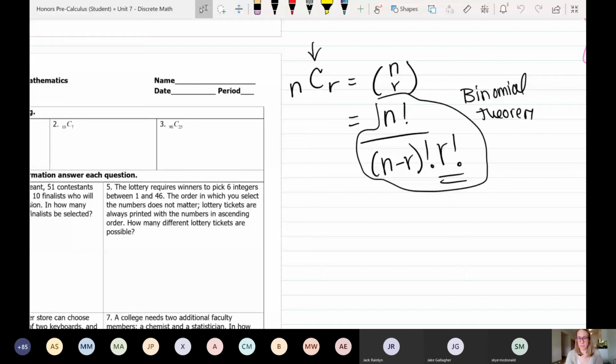Okay, so that's our formula for combinations, right? So this would be C for combination. Ta-da! All right, so let me scroll back up to the top really quick. So we wanted to do number 7 on this day. Okay.